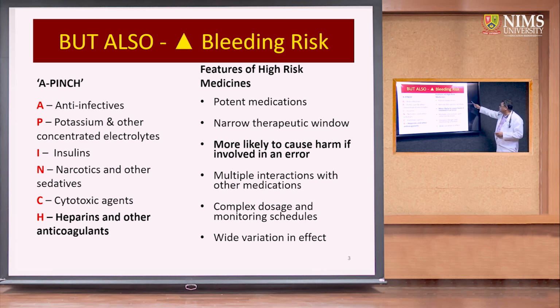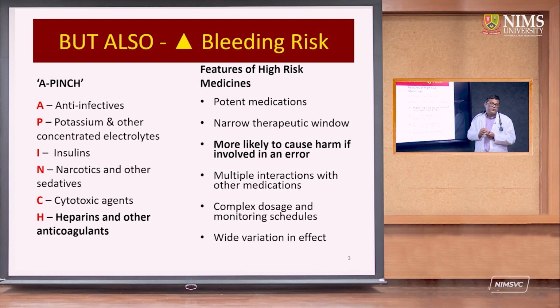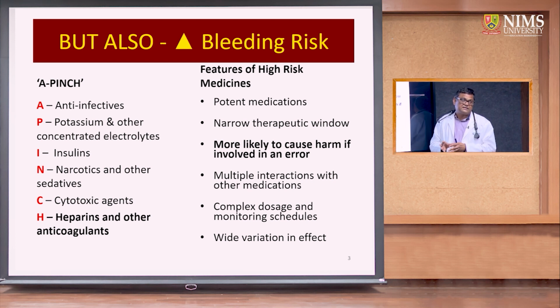So, they are basically potent medications, narrow therapeutic window, more likely to cause harm if you have error in dosing or something. So, all these drugs, they can have multiple interactions, they have complex dosing and monitoring schedules, and they have wide variation in effect. So, these are something which are common for all these drugs. Not necessarily, I do not mean that these drugs can cause bleeding. What I meant was they can cause some side effect, and as a medicine practitioner, whenever you are using these drugs, you have to be very careful that correct dosing is going and correct indication is there. Because if you make an error on this, then this can cost the life of the patient.